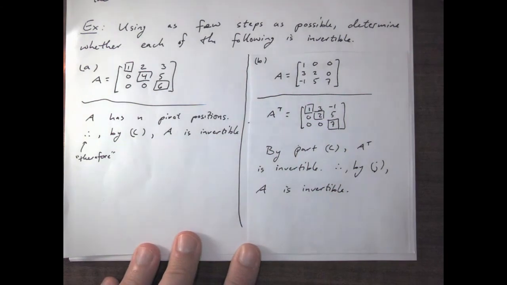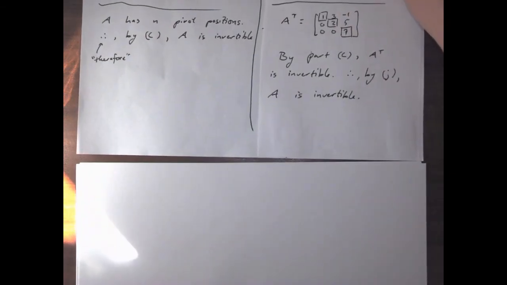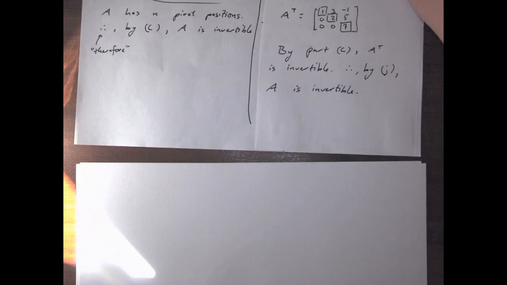A transpose and the original matrix are equally invertible. If one is, the other is. If one is not, the other is not. Okay, so we've had here two examples of triangular matrices, one upper triangular, one lower triangular, and have discovered that we had some easy way to determine the pivots and therefore some easy way to determine the invertibility.